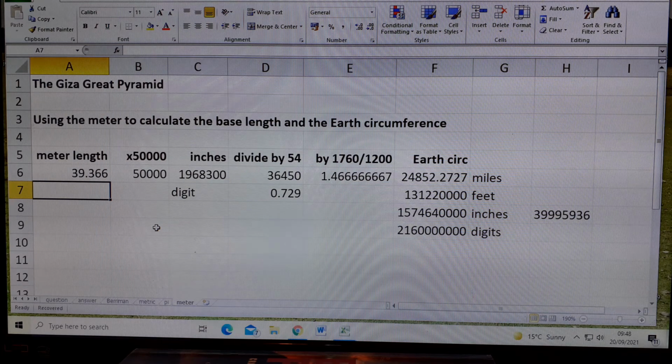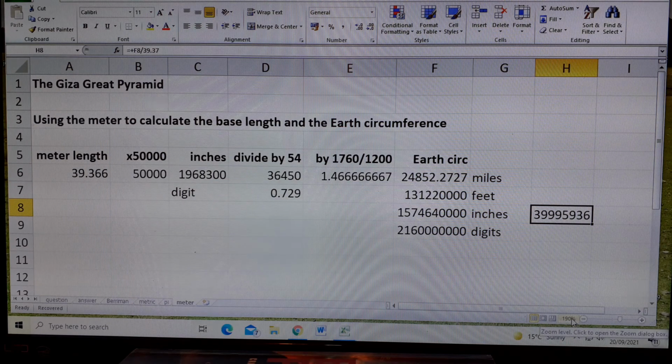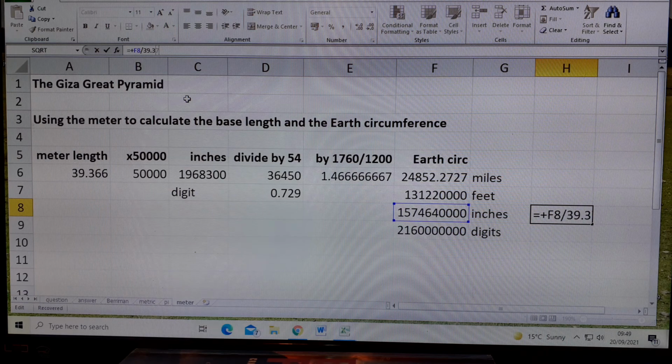But this model, that's not working, see? 39.39995936. That's because I'm using the modern meter in that calculation. So I've got to change that to 366. And it works every time.